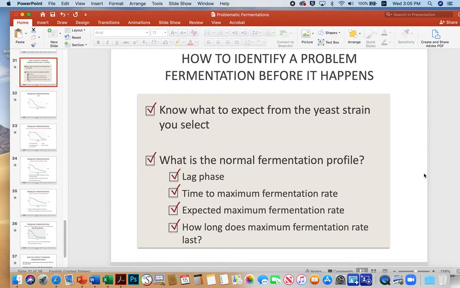...fermentation problem before it happens. It's usually a bunch of straightforward, common sense things that you have to do first, like knowing what to expect from the yeast strain you select. Hopefully you've worked with it enough and have a great sense of its normal fermentation profile, like how long its lag phase is, which you've actually measured repeatedly and found some consistency, or the time to maximum fermentation rate, or the expected maximum fermentation rate. And lastly, how long does the max fermentation rate last?